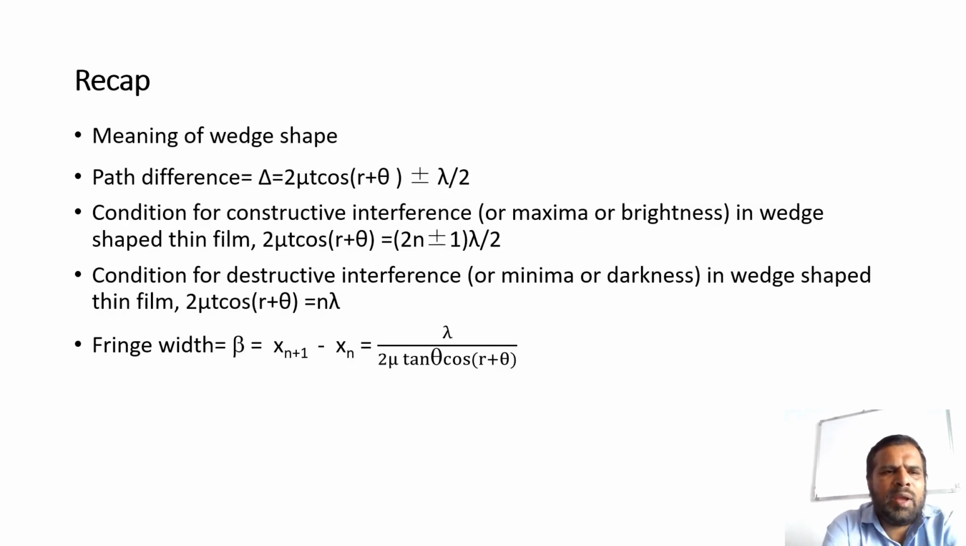Recap. In this session, we have studied the meaning of the wedge shape. Path difference delta is equal to 2 mu t cos of (r plus theta) plus or minus lambda by 2. Condition for constructive interference, 2 mu t cos of (r plus theta) is equal to (2n plus or minus 1) into lambda divided by 2. Condition for destructive interference, 2 mu t cos of (r plus theta) is equal to n lambda. Fringe width beta is equal to x(n plus 1) minus xn is equal to lambda divided by 2 mu tan theta cos of (r plus theta).